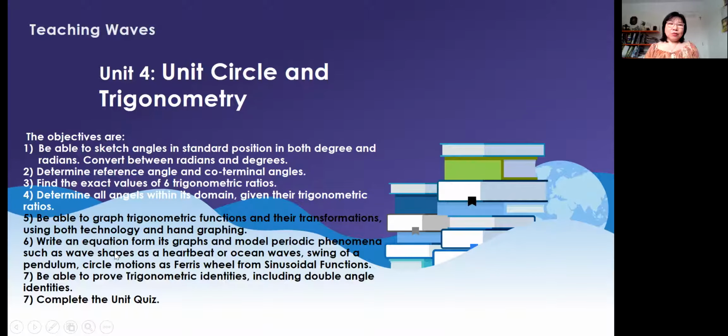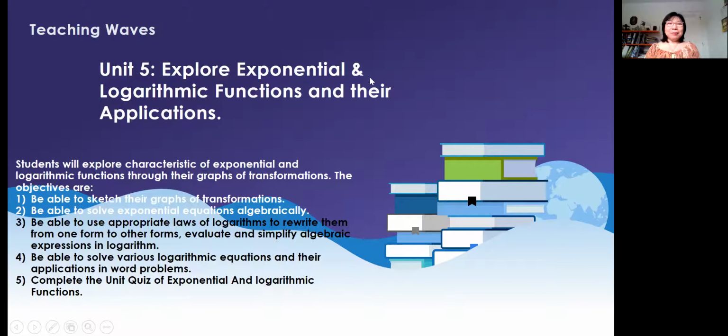phenomena, such as wave shapes like a heartbeat, ocean waves, the swing of a pendulum, circular motion like a Ferris wheel, from sinusoidal functions. Be able to prove trigonometric identities, including the double angle identities. And the last step, complete the quiz. So that is about Unit 4, and now I'm getting into Unit 5.